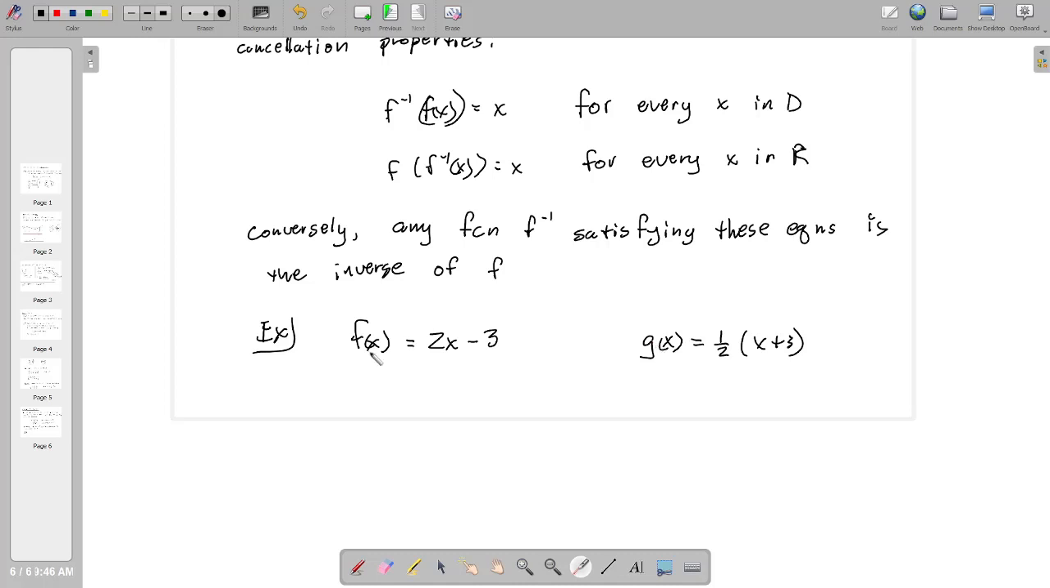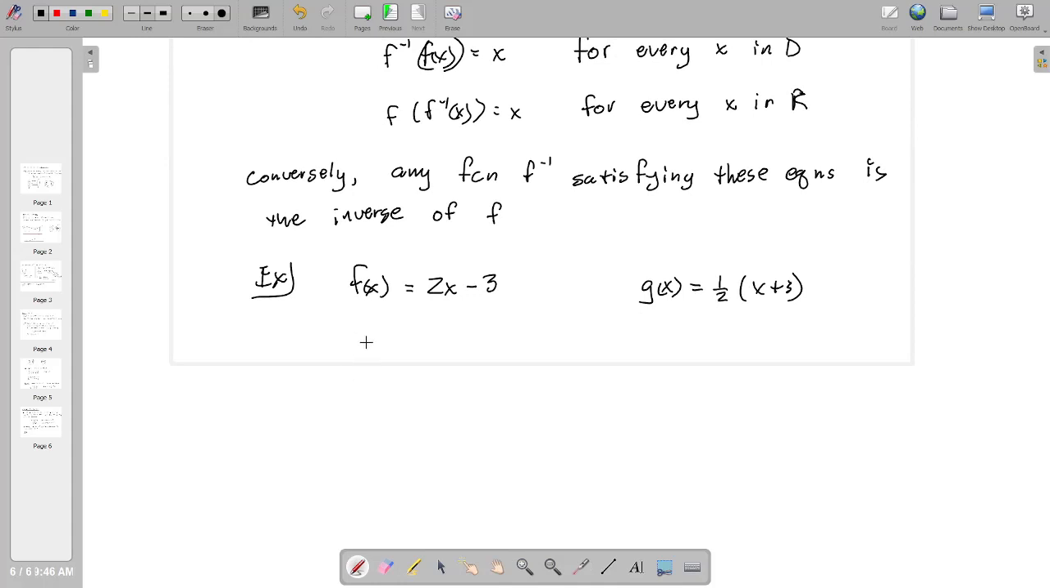So if we were to undo f, so think about plugging in an x, multiply that by 2, and then subtract 3. If we're to undo that, we would need to add 3 and then divide by 2, which is what we do here. We take an x value, we add 3 to it, and then we divide by 2. The opposite operations in the opposite order.